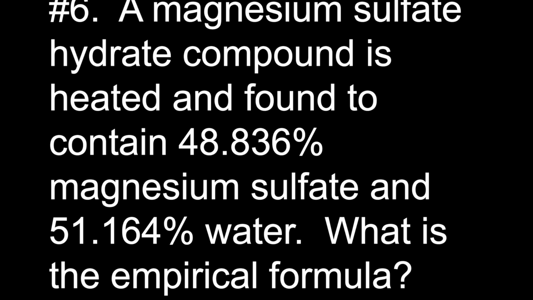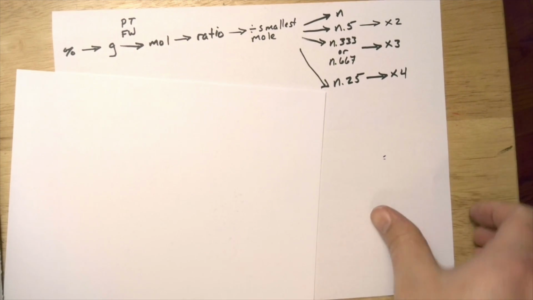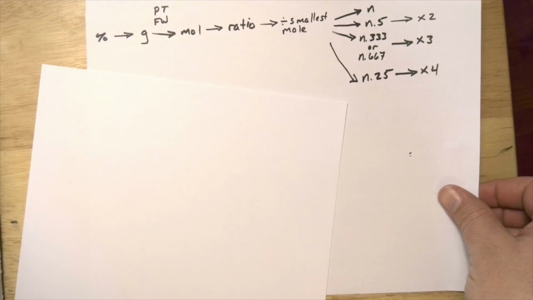Number 6. A magnesium sulfate hydrate compound is heated and found to contain 48.836% magnesium sulfate and 51.164% water. What is the empirical formula? All right, this next one is going to be kind of unique because we're not dealing with individual elements. We're now dealing with a compound.